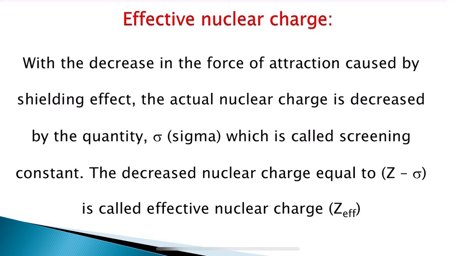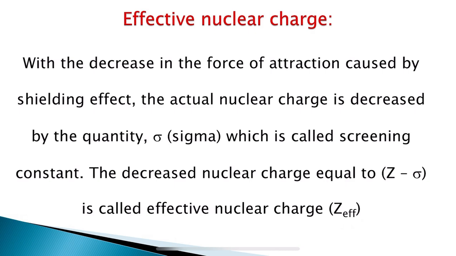With the decrease in the force of attraction caused by the shielding effect, the actual nuclear charge is decreased by a quantity which is symbolized as sigma, and which is also called the screening constant. The decreased nuclear charge will be equal to Z minus sigma, and this is what is called effective nuclear charge, and it is symbolized as Z effective.